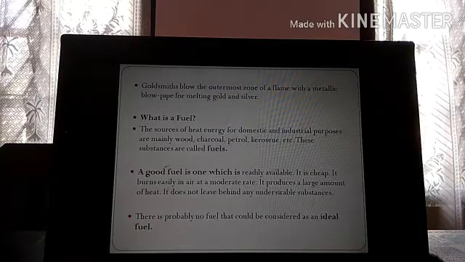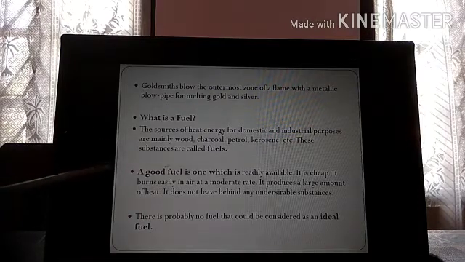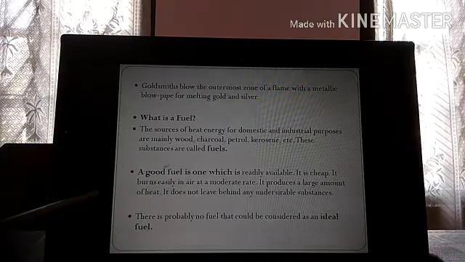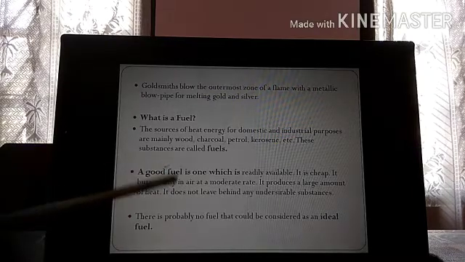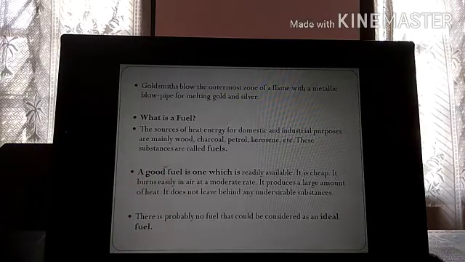Okay. Now if you consider wood, yes, wood is readily available. It is cheap. It burns easily. It produces a large amount of heat. But it does not leave behind undesirable substances. Wood leaves behind ash. Sometimes it gets converted to fly ash, which is very dangerous.